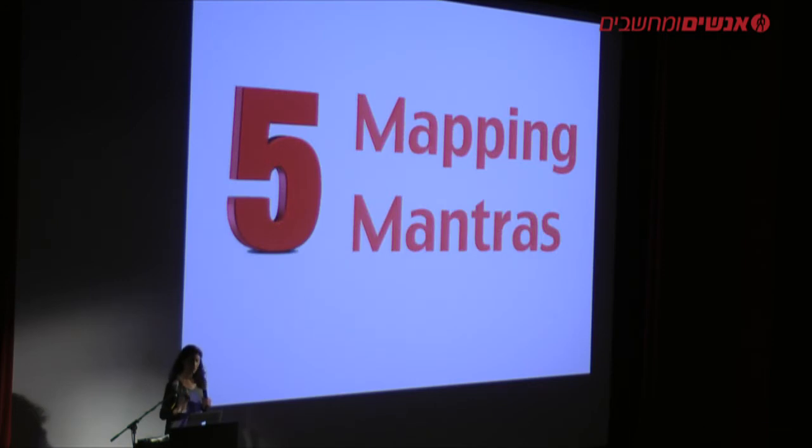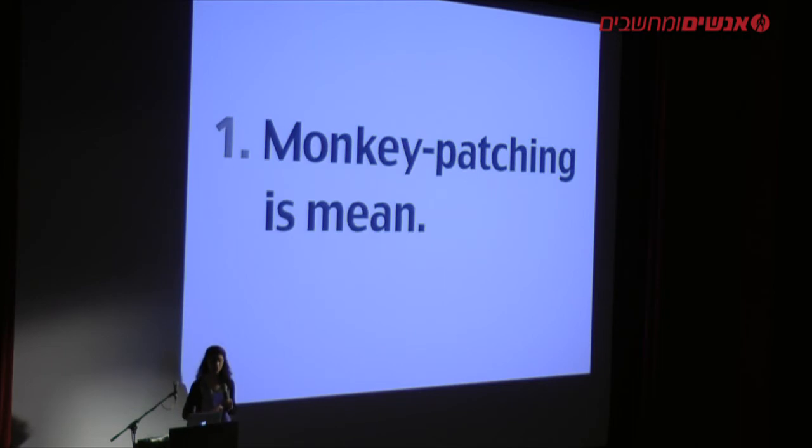So that was 4 simplicity suggestions, and now 5 mapping mantras. So remember, mapping is: the user does something, it's really obvious what effect that thing has on the system, and the system state is really obvious to the user. So first of all, monkey patching is mean.